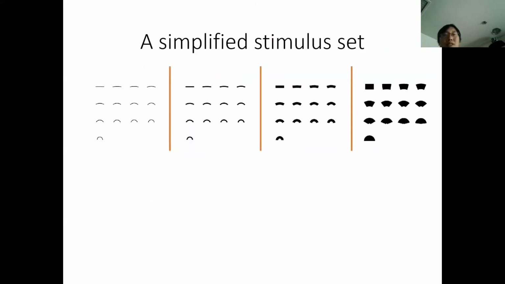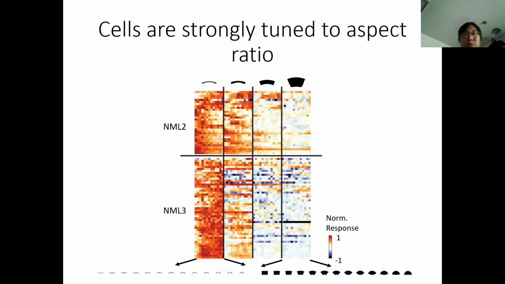To further test this, we created a simplified stimulus set consisting of line segments, changing in curvature, aspect ratio, and orientation. We recorded neurons from NML2 and NML3, no man's land 2 and no man's land 3. These 4 groups correspond to 4 different aspect ratio levels.